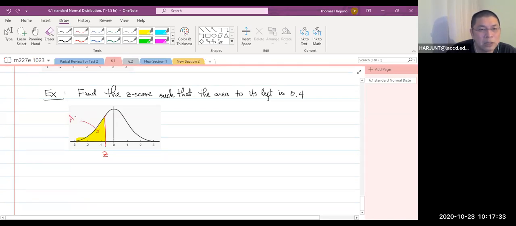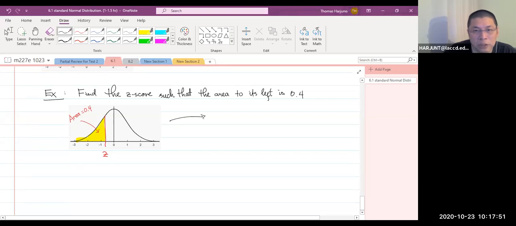Now, remember that this area also represents probability, right? What we had earlier, we have the C-score, and we need to find the area. Right now, we go backward. If we know the area, can we find the C-score? Let's write the proper notation first.